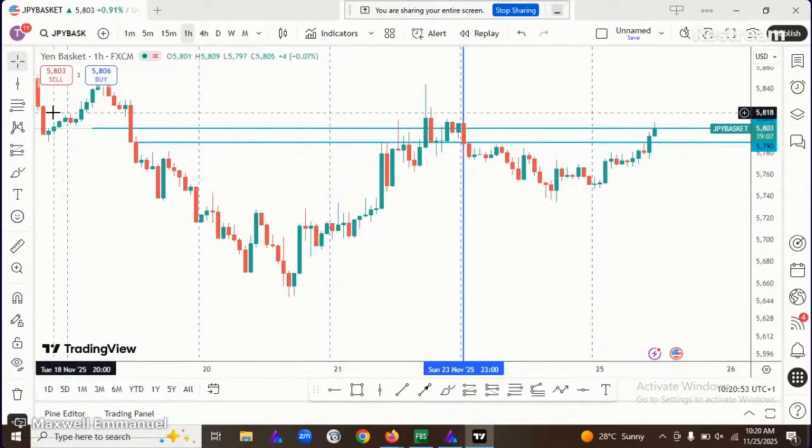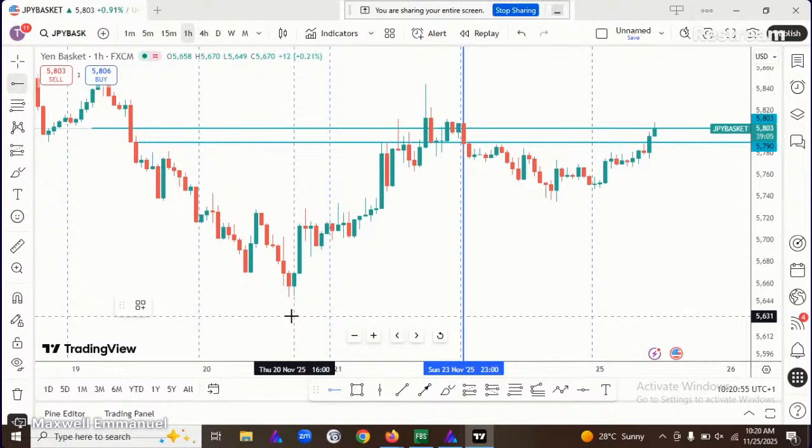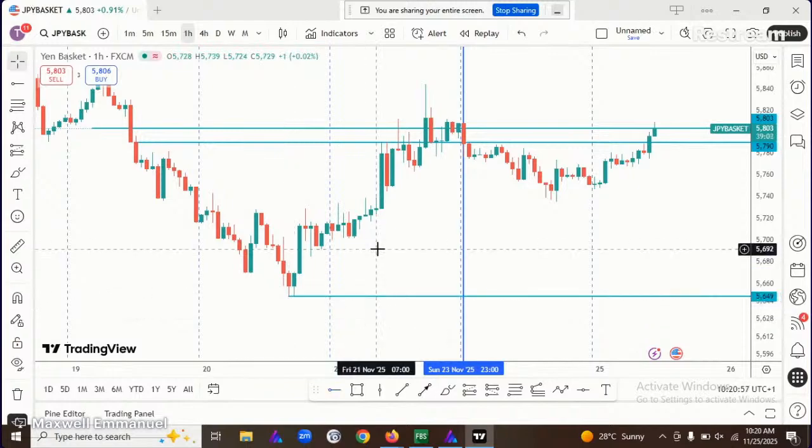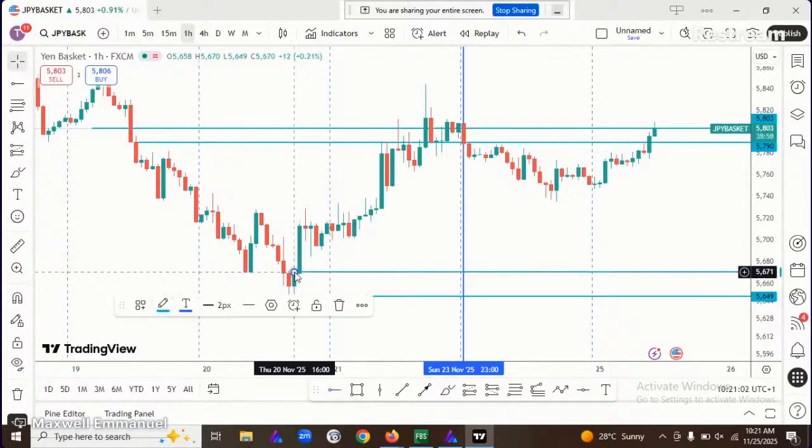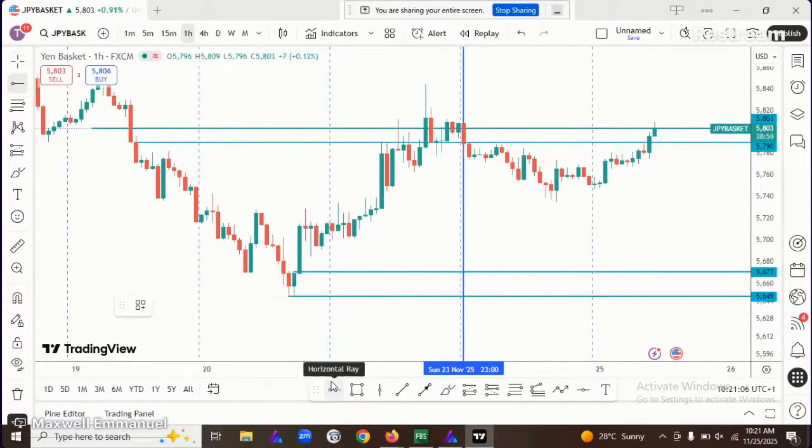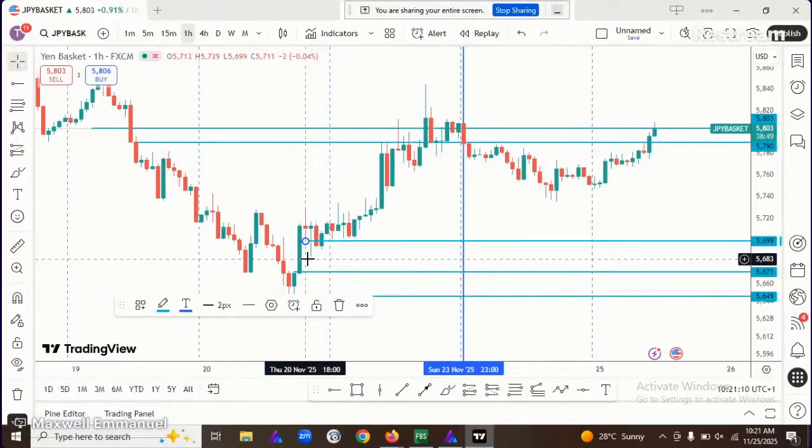And if you are selling yen, your target could be this relative equal low. The first target will be this fair value gap. This gap here will be the first target. There was an attempt to fill this fair value gap at this point, but the gap was not filled completely.